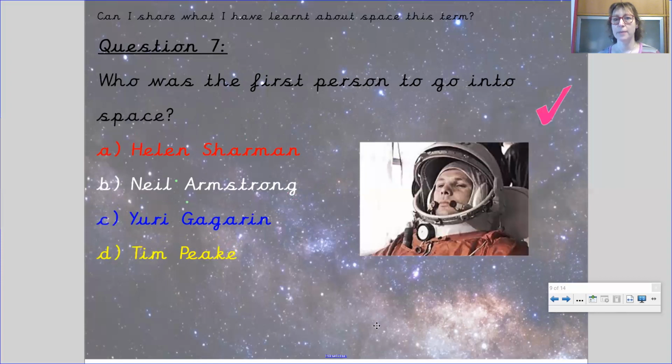And we have the same 4 people again. Who was the first person to go into space? So again, was it A, Helen Sharman, B, Neil Armstrong, C, Yuri Gagarin, or D, Tim Peake? Who was the first person to go into space?